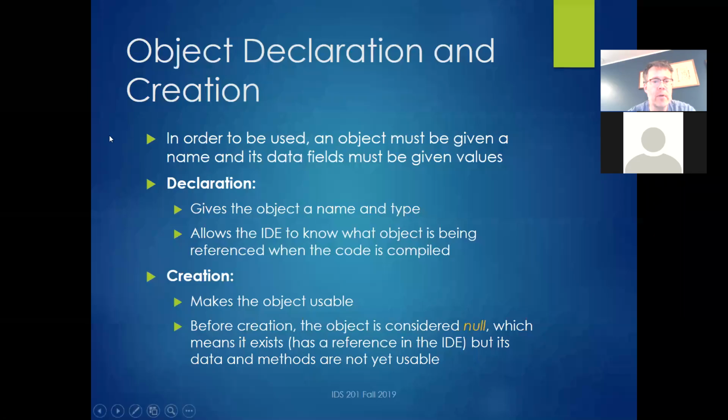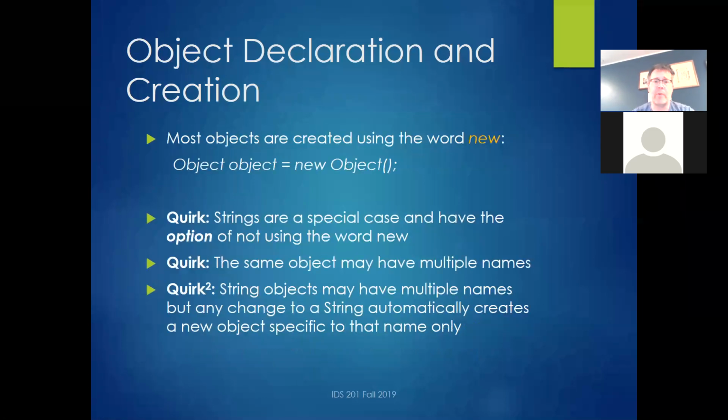Okay. So declaration and creation, we understand those. Now, most objects are created using the word new. If you want to create a new object, basically what new means is you're creating a new object at some new point in memory, not previously used by something else, right? We're just emphasizing the fact that we're creating a new object.